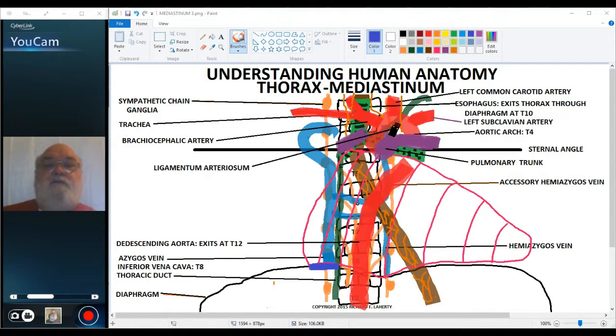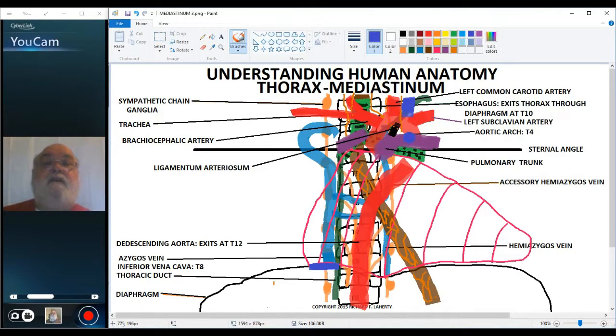Now, I want to finish off the discussion of veins. We've talked about the azygous and hemiazygous and accessory hemiazygous, and I've already drawn in the inferior vena cava. What I want to do next is take care of the superior vena cava, and I'm going to start by going with the tributaries.